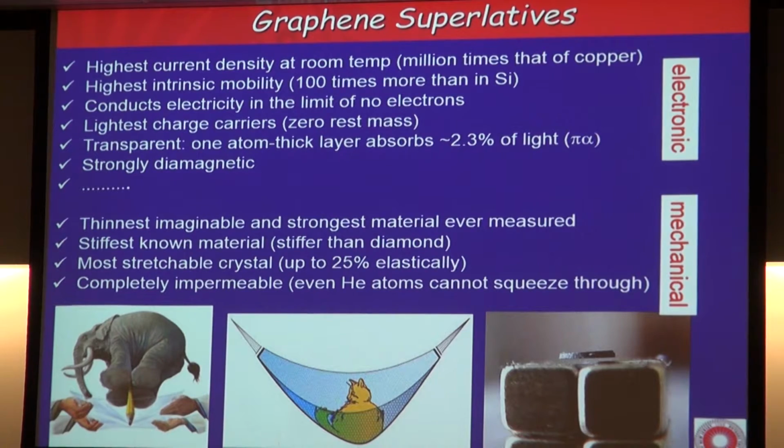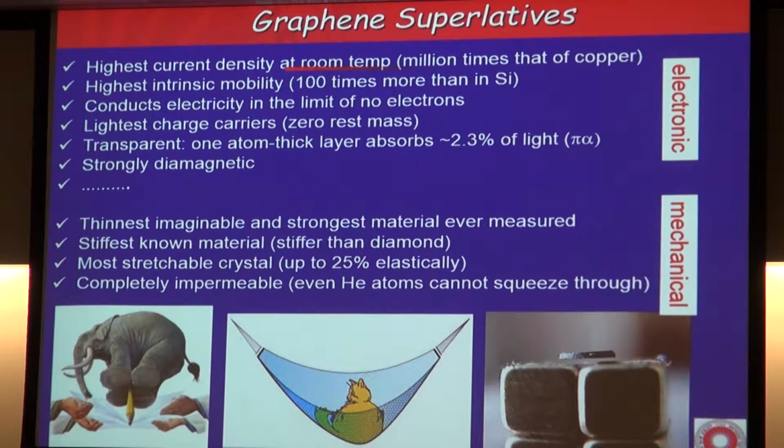superlatives when it is a perfect lattice. There are electronic properties, mechanical properties, highest current density at room temperature, highest intrinsic mobility, conducts electricity in the limit of no electrons, lightest charge carrier, zero mass, transparent, one atom thick layer absorbs 2.3% of light, strongly diamagnetic, and then there's these wonderful mechanical properties. It's the thinnest imaginable and strongest material ever measured, stiffest known material, most stretchable crystal. You can stretch it elastically up to 25% without it breaking. Completely impermeable, even helium atoms can't go through it, and so on and so forth.